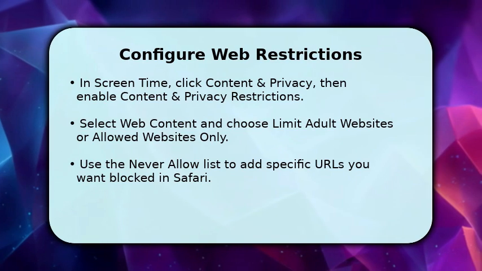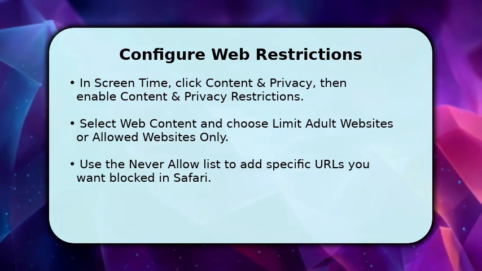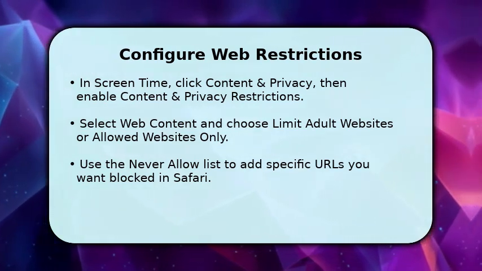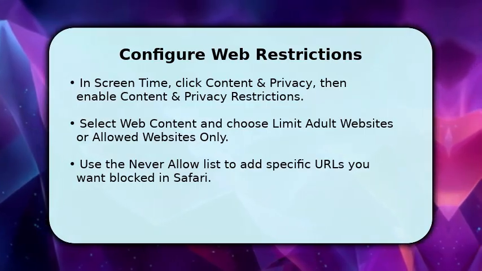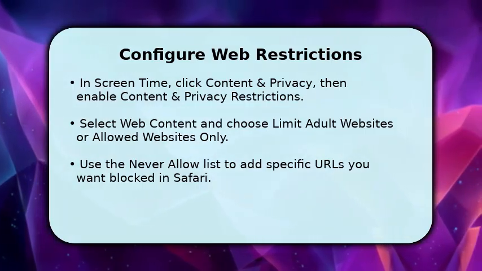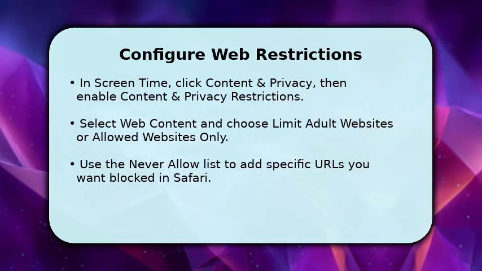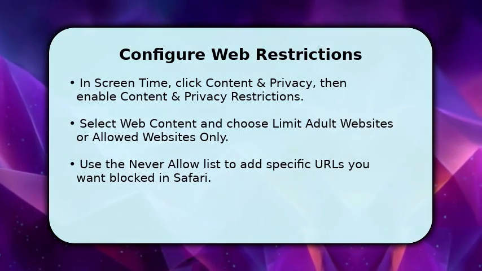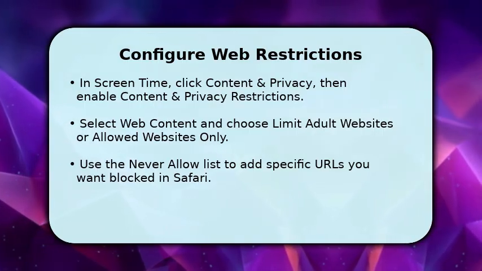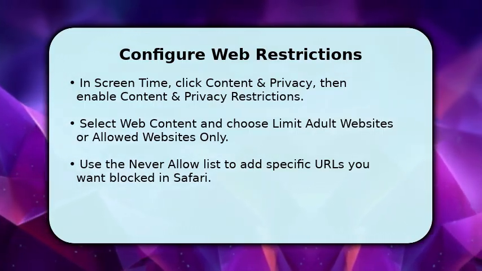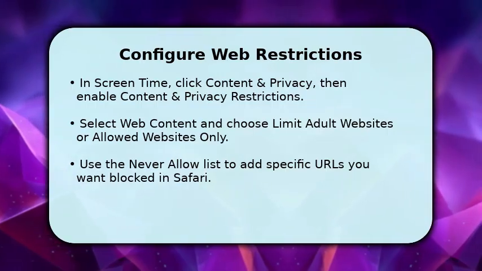Open Content and Privacy inside Screen Time and turn that feature on. Then go to Web Content and pick Limit Adult Websites for automatic filtering, or Allowed Websites only if you want a whitelist. Once chosen, scroll to the Never Allow area and add each site's full URL. This forces Safari to block those addresses. You do this here so restrictions apply system-wide.